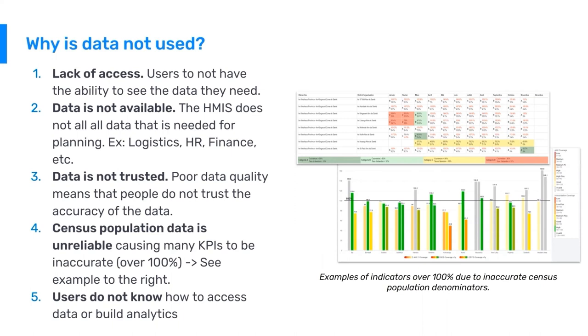Fourth point here, and to just reiterate a key point, is population data is unreliable in many countries. Again, this is what's driving these coverage rates over 100%. The final point on this slide is many users do not know how to access data or build analytics. We see many users just scared to go in and play around and explore different visualizations in DHIS2. Partially, this is a lack of capacity, that they have not been trained on how to use some of the analytics tools.